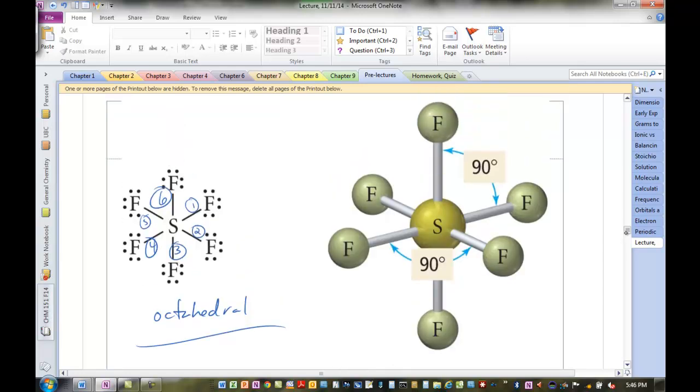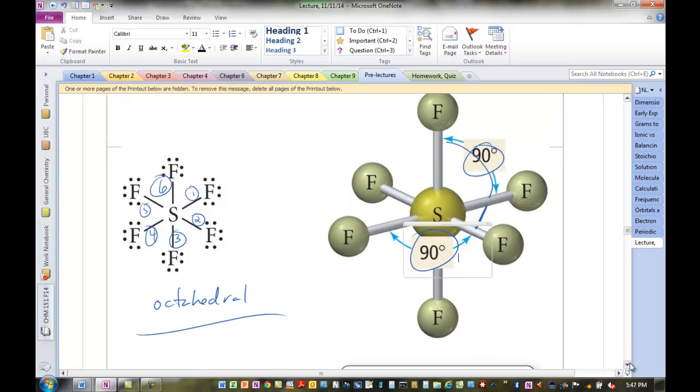What about bond angles? All the angles, whether we're in the square plane or axial to equatorial, they're all 90. This is highly symmetrical. All 6 positions are equivalent. Octahedron, 90-degree angles. All right, I don't think I have more with those right now.